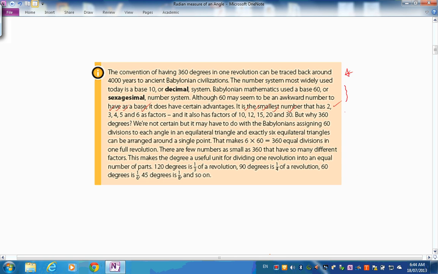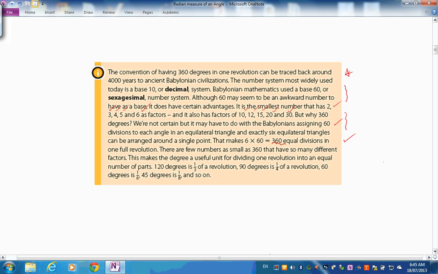No one's really certain about why they chose 360 degrees. Obviously a revolution was important. They could see that the Earth was revolving and so on. I think they could at that stage, not sure about that, but a revolution was obviously an important notion going in a complete circle. So here they assign 60 divisions to each angle in an equilateral triangle, and exactly 6 equilateral triangles around a single point. So that was their revolution idea. So therefore we got 360 equal divisions. So that's an interesting theory.